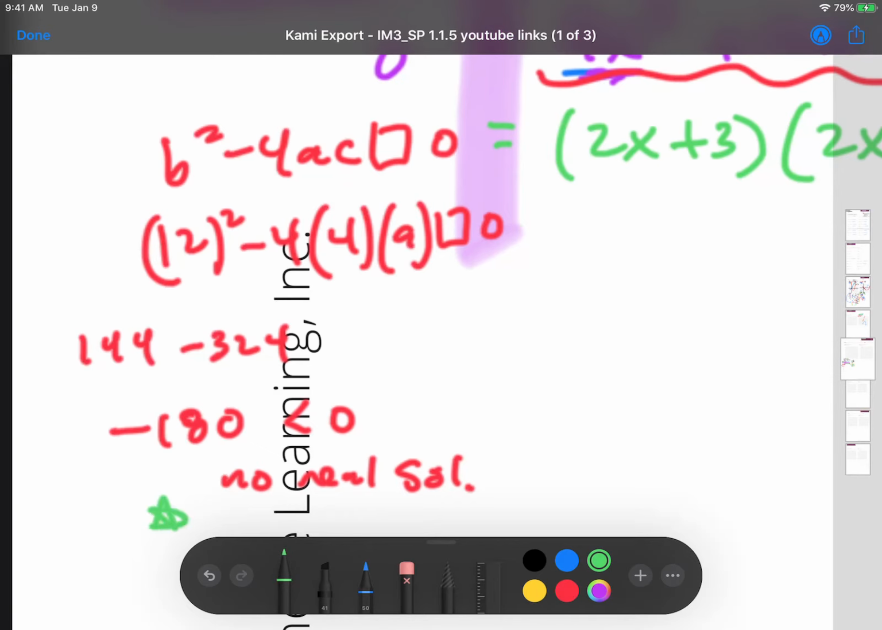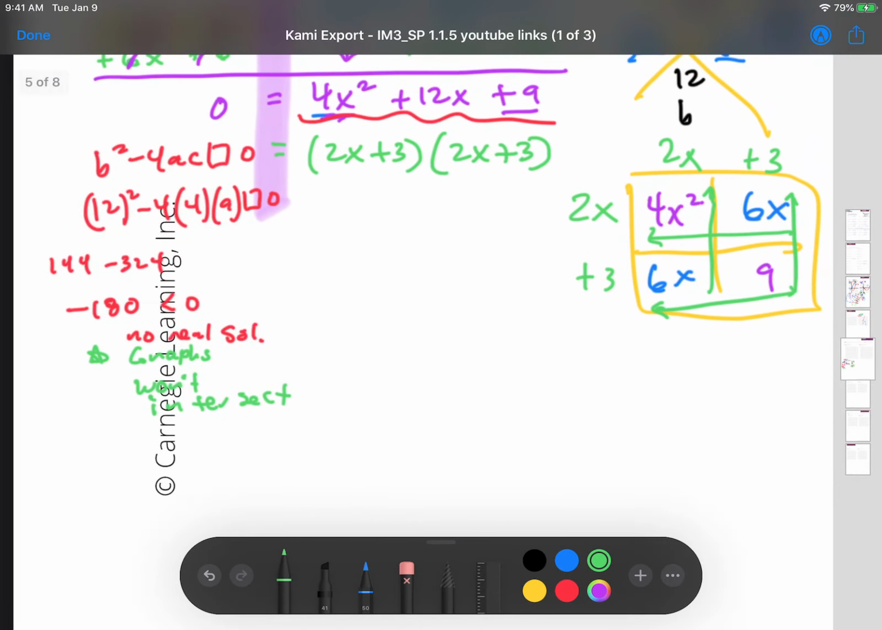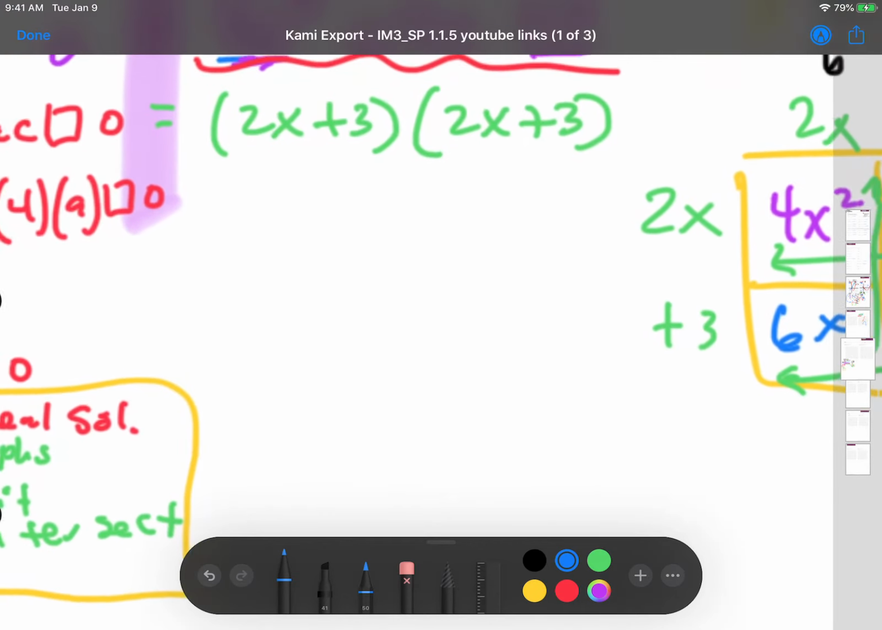What does that mean? The graphs will not intersect. The graphs won't intersect. Okay? What does that tell us? This tells us that even though we already know this information, let's just say that you kept going and see what happens.